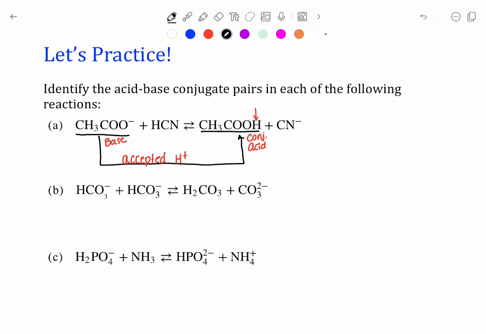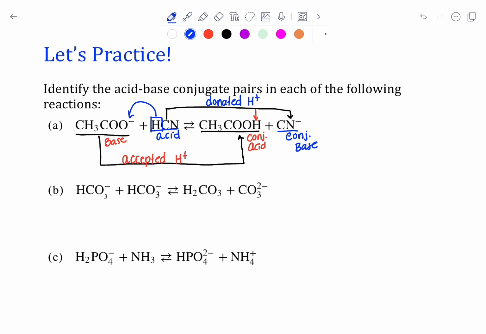We then have HCN that turns into CN-. This donated a hydrogen. It went from HCN to CN-, so that hydrogen here was removed. It was given to the base. Therefore, HCN is the acid, and CN- is the conjugate base. Again, CN- can now act like a base by accepting a hydrogen if it were used in another reaction after this.